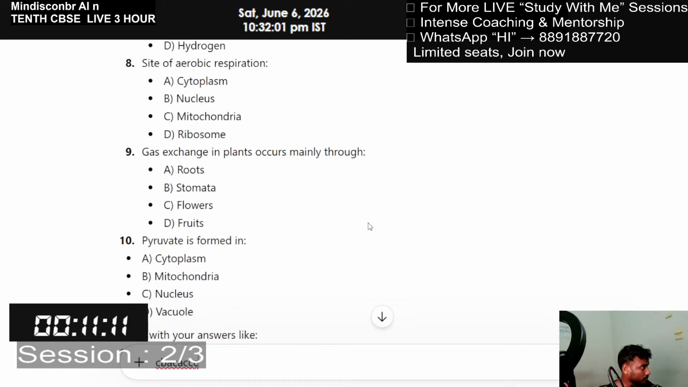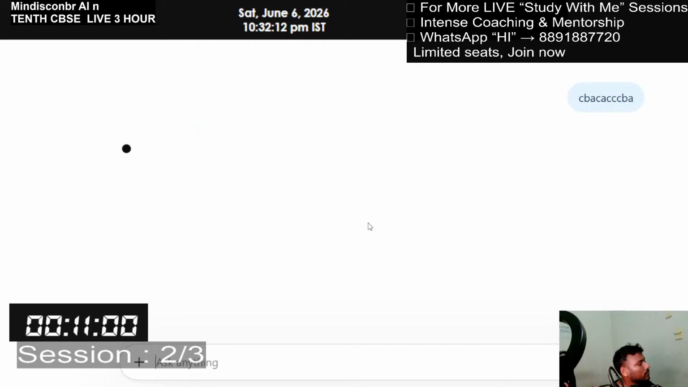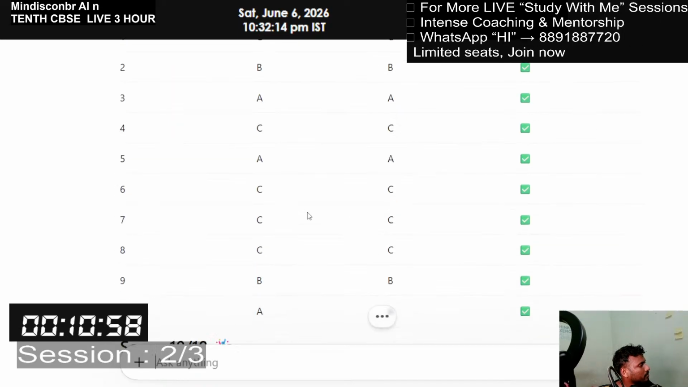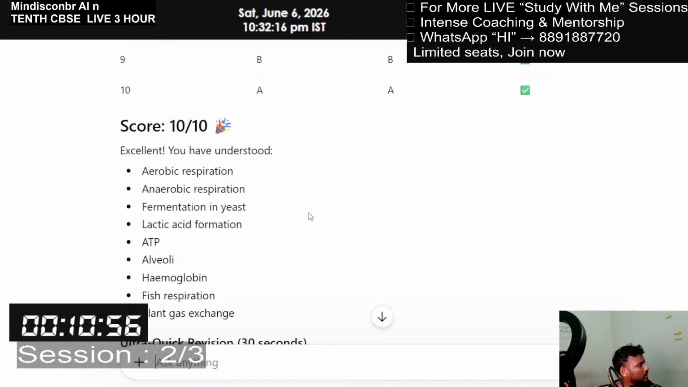Mitochondria. Gas exchange in plants occurs mainly through stomata. Pyruvate is formed in cytoplasm. Yes, score 10 out of 10. Excellent, you have understood aerobic respiration, anaerobic respiration, fermentation in yeast, lactic acid fermentation, ATP, alveoli, hemoglobin, fish respiration, plant gas exchange, etc.